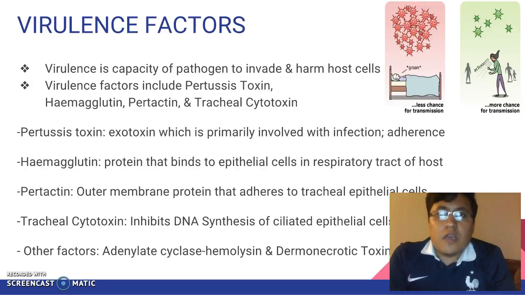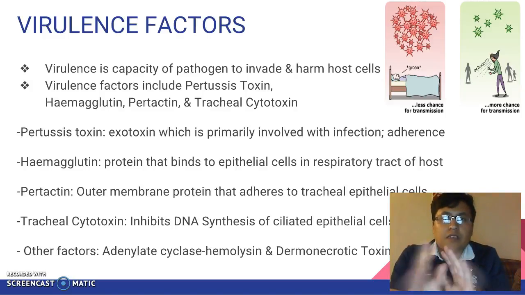And in this way, the way it inhibits its immune system is by altering or inhibiting the DNA synthesis of the ciliated epithelial cells. Other factors include the adenylate cyclase hemolysin and the dermonecrotic toxin, which we won't really get into. But that's the main factors of etiology.